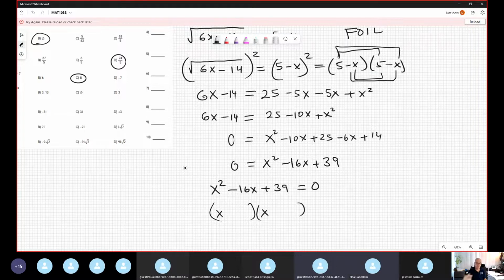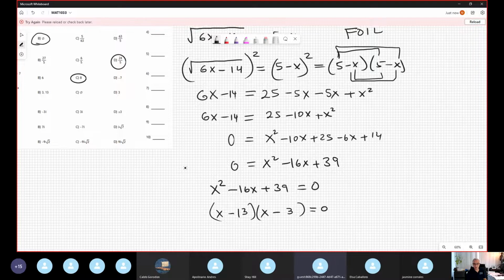13 and 3. Exactly. 13 and 3. Look, it's no big deal. You take 39 and you break it down. 39 is divisible by 3. Okay, 3 and 13. And somehow 3 and 13 is 16. Wow, this is easy. What sign? Negative, both. Negative both.